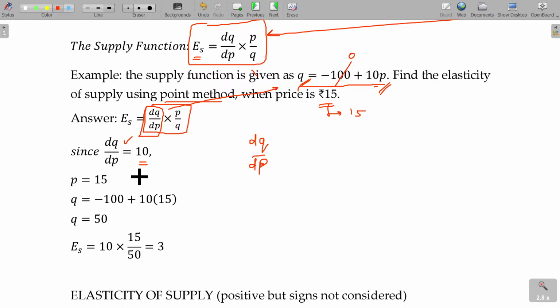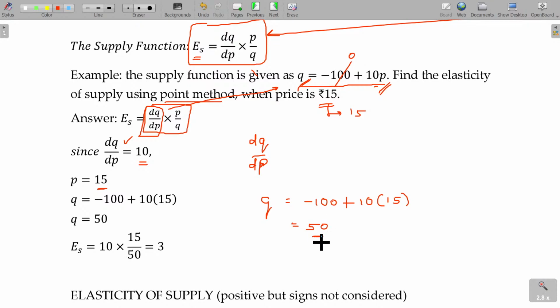Now P is equal to 15. Now you can substitute here. Q is equal to minus 100 plus 10 into 15. Then what could be the number of quantities to be sold at this point?